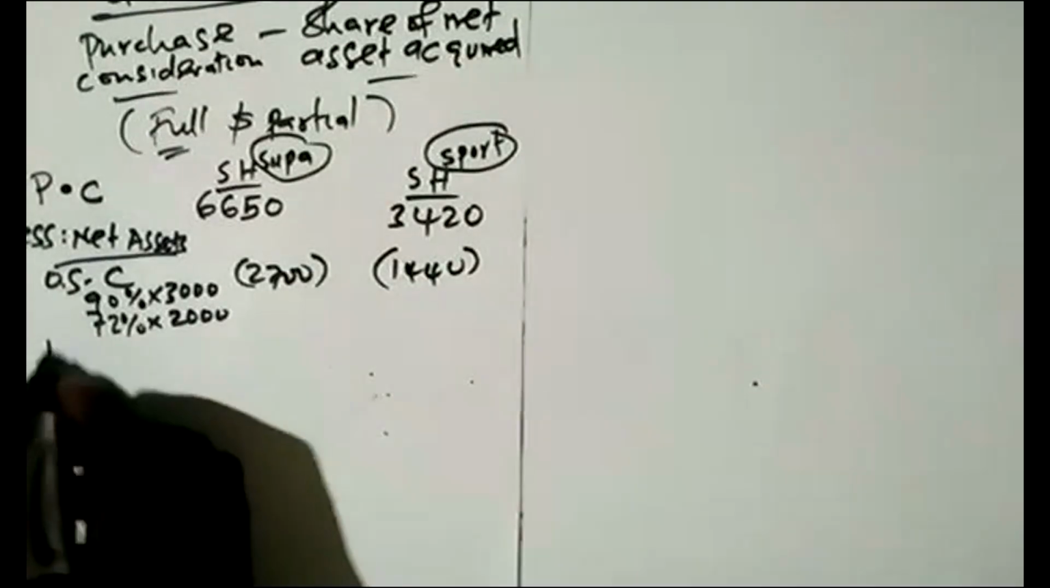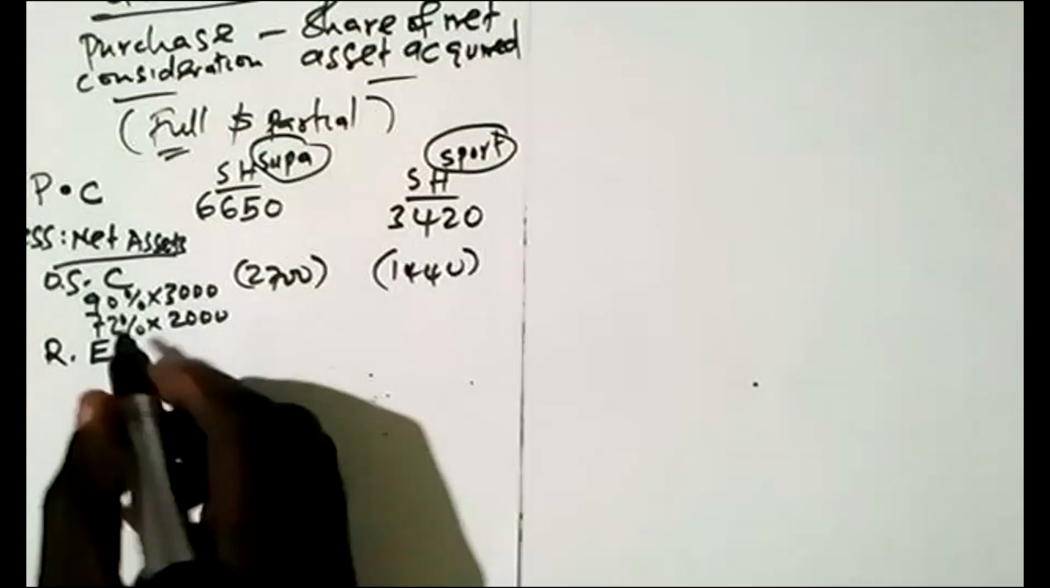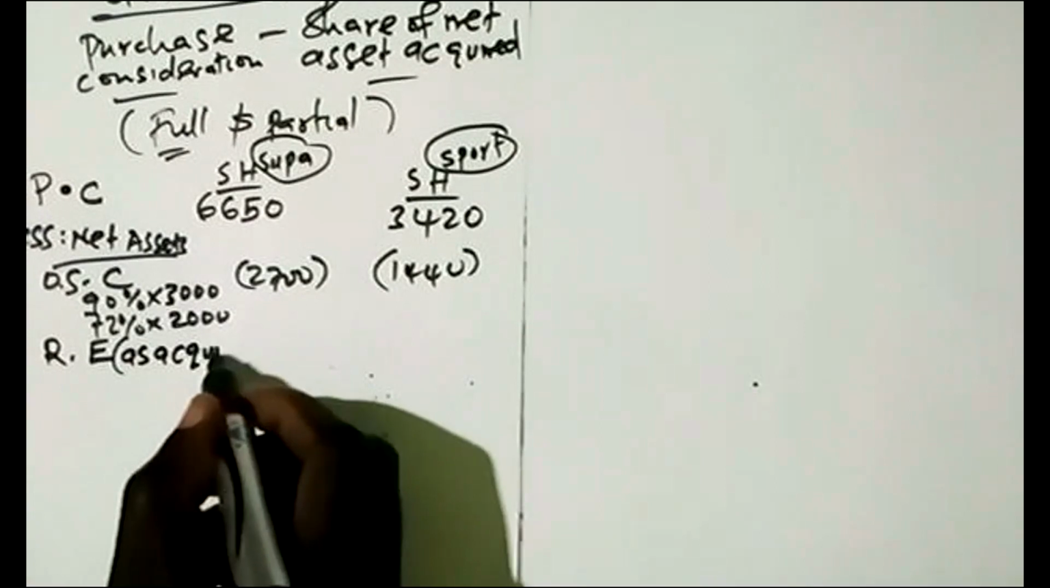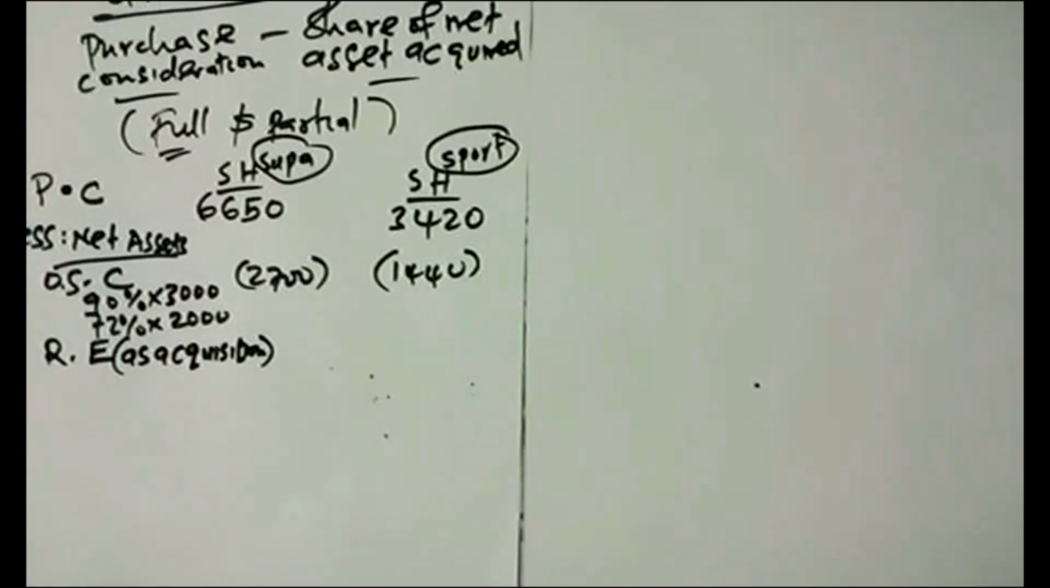So the next equity item is concerning retained earnings. For the retained earnings, you have to use the figure as at acquisition. When I say as at acquisition, I mean the figures we are supposed to use for the retained earnings are the ones as at the date when Super was acquired and as at the date when Spot was acquired. The same way, if there was a revaluation reserve, you need to use the figures as at acquisition date again.